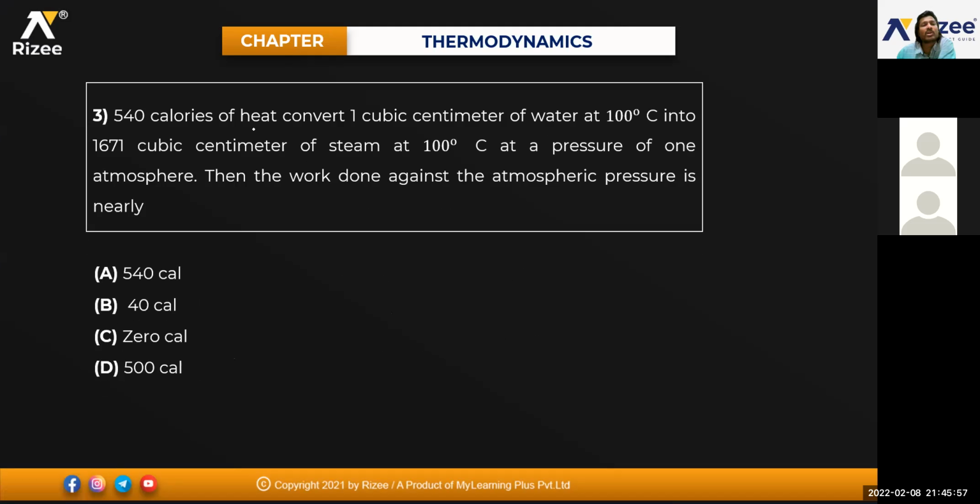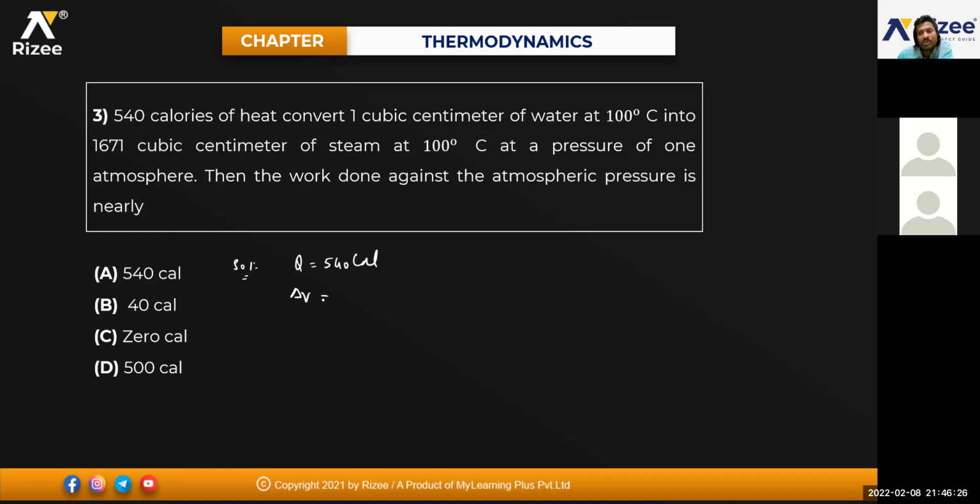Next one. 540 calories of heat has been converted 1 cubic centimeter of water at 100 degrees centigrade into 1671 cubic centimeters of steam at 100 degrees centigrade at a pressure of 1 atmosphere. The work done against the atmospheric pressure is nearly equal to how much? Directly use the work done formula. The amount of heat given is 540 calories, so Q is equal to 540 calories.